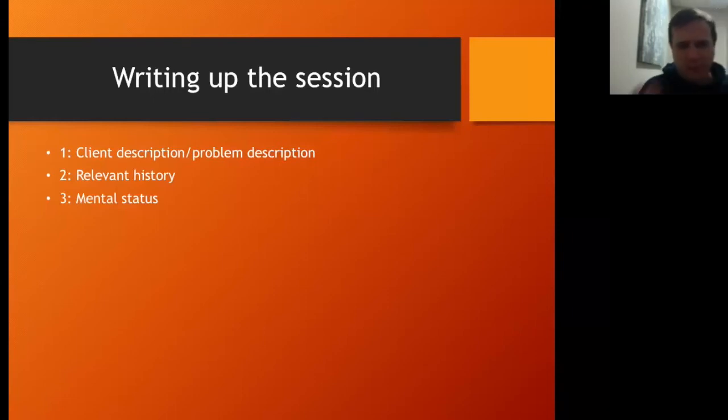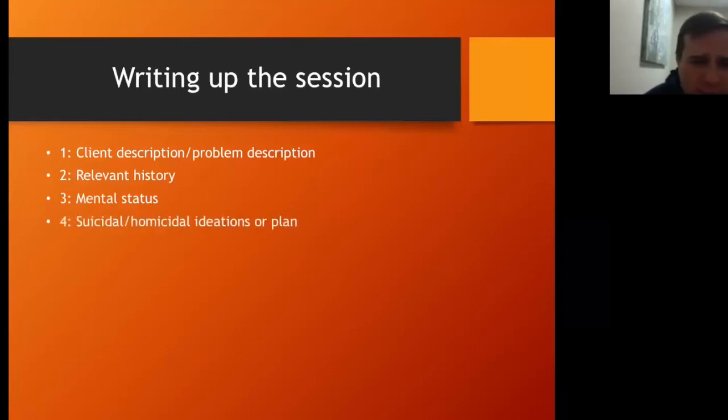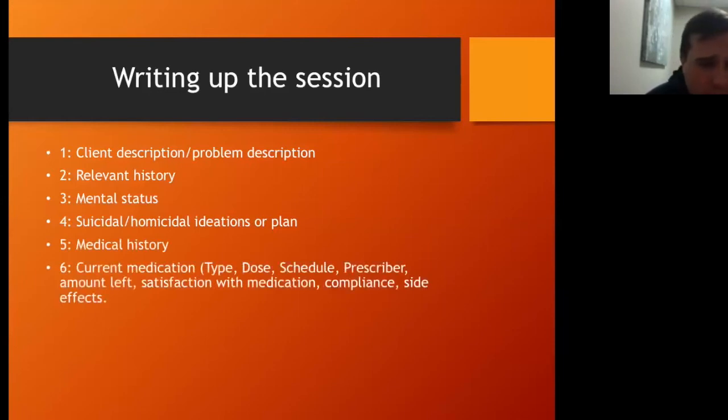Any active psychosis or any active mania, mental health stuff will usually become more apparent when you do a mental status exam. You always want to incorporate suicidal and homicidal ideation or plans. You want to get as thorough a medical history as your agency allows. Current medications, this is super important. Don't forget allergies to those medications.